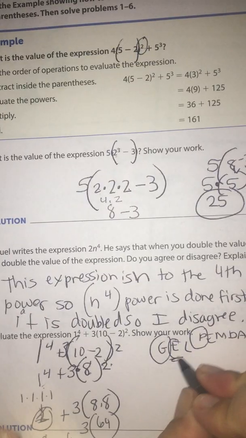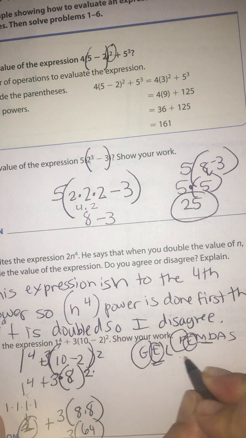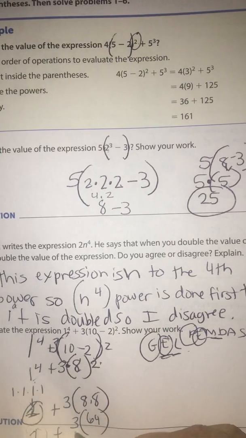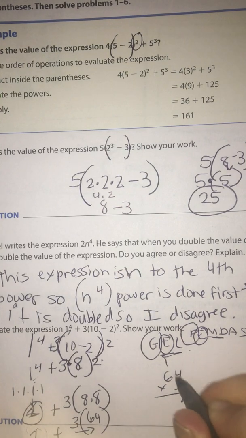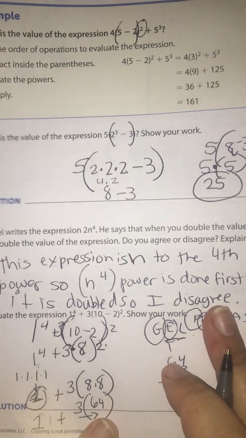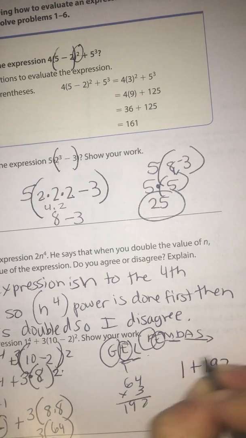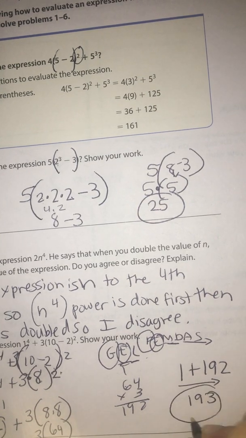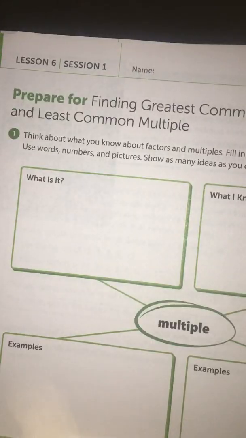All right, now that we've done grouping and your exponents, you have to do any multiplication or division left to right. So left to right, there's nothing here. Multiplication is happening right here. So 64 times 3 is 192. Now I have 1 plus 192. Very last step, addition and subtraction left to right. We've got addition, 193. Final answer is 193. Okay, then we're going to do 102.